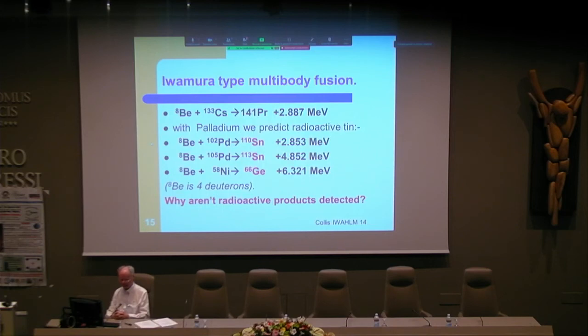And it's mildly exothermic, but obviously with four deuterons, it's extremely exothermic to the tune of about 55 million electron volts, and many other products ought to be formed because the whole thing would fragment into these enormously high energies. But let's take this with a pinch of salt and ask, well, what happens if we get Iwamura-type reactions in palladium? Because everybody's using palladium. And the prediction is we get radioactive tin and radioactive germanium with nickel.